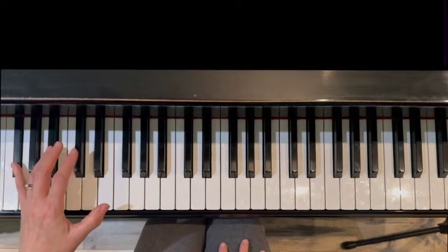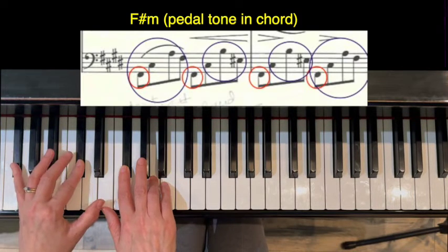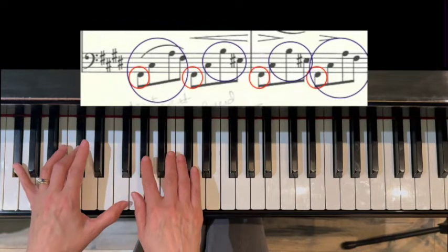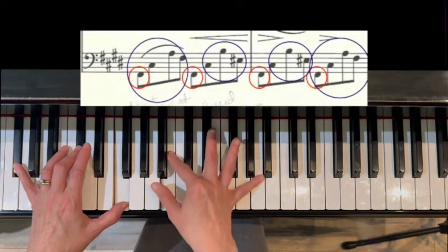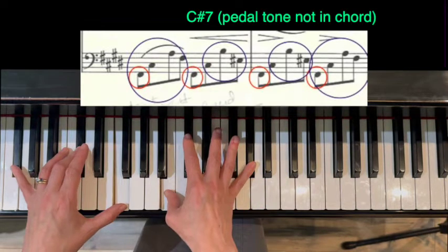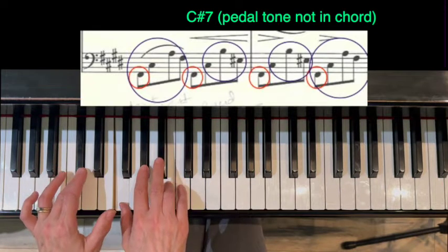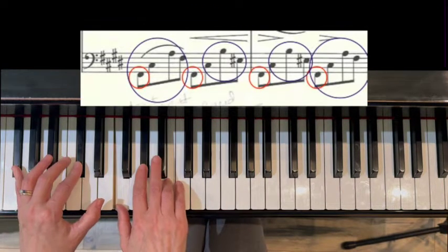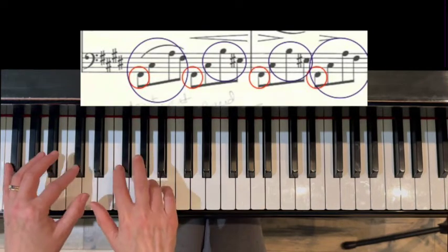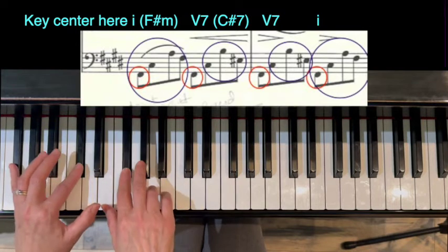With regards to the pedal tone, the first chord, F# minor, the pedal tone is in that chord. Then beats 3 and 4, we have F# is not in that chord, so that is a C#7. Then we have that same chord at the beginning of the next measure resolving. So in essence, this little key center is a minor 1, 5/7, 5/7, minor 1.